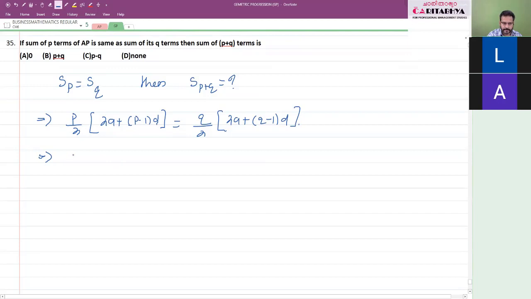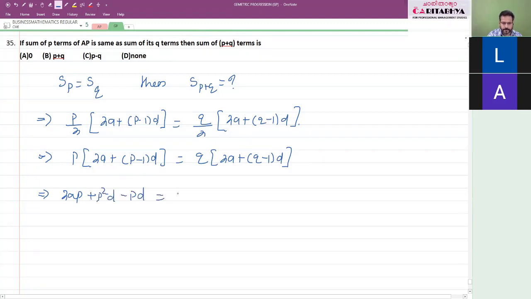So we can cancel the 2. P into 2A plus P minus 1 into D is equal to Q into 2A plus Q minus 1 into D. So 2AP plus P square D minus PD is equal to 2AQ plus Q square D minus QD.